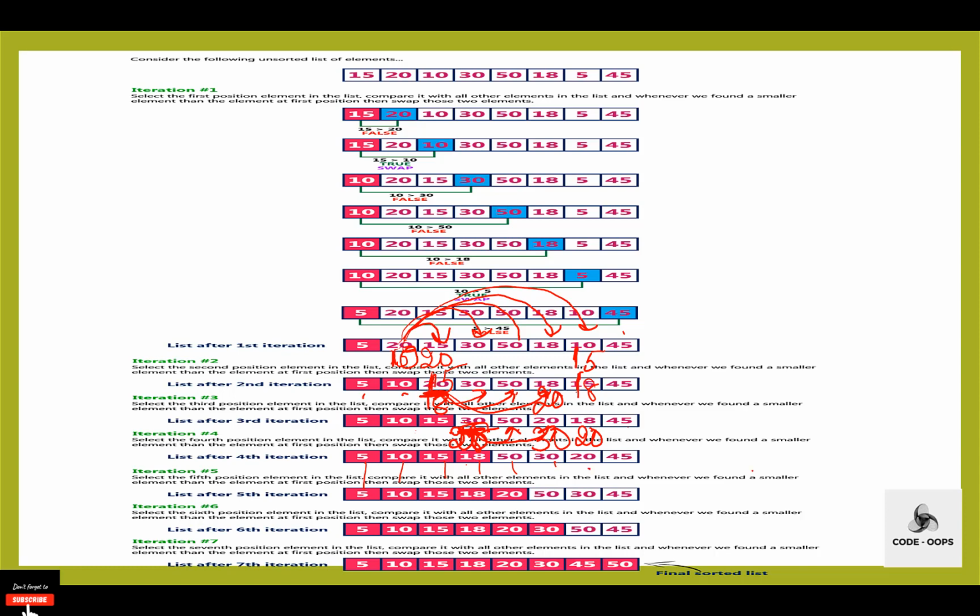Then in pass 5, select the fifth position element in the list. Compare it with all other elements in the list, and whenever we find a smaller element than the element at the fifth position, then swap those two elements. Now compare 50 with 30. 50 is greater than 30. The condition becomes true. Then interchange 50 with 30. Then compare 30 with 20. 30 is greater than 20. The condition becomes true. Then interchange 30 with 20.